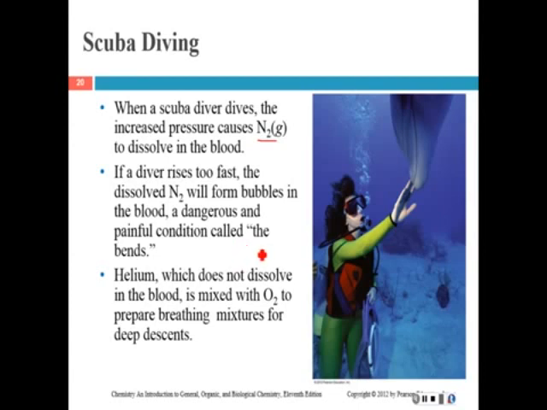If they come up too quickly, they're going to get the bends, which is really nitrogen gas bubbling out within the joints of the arms and the legs. And they call it the bends because you can't bend your arms and your legs because of the pain. And it can be fatal. So when people come up from diving deep down, they have to go very slowly. And so that as they rise, the pressure will be released and the nitrogen gas will leave the bloodstream and enter back into the tank.